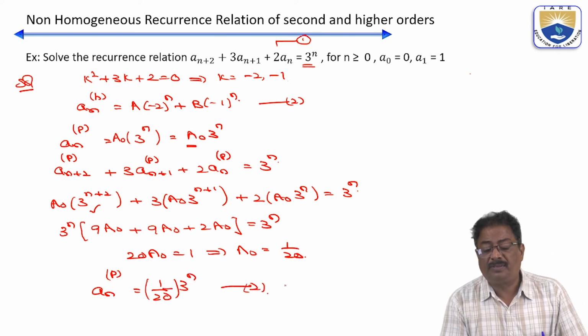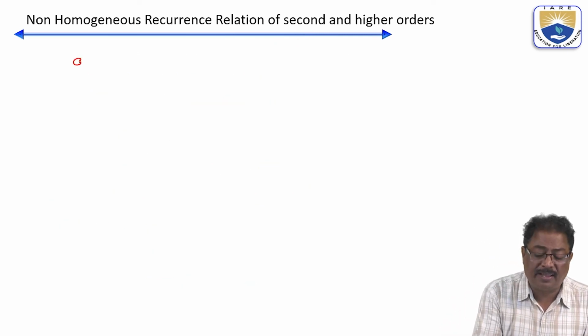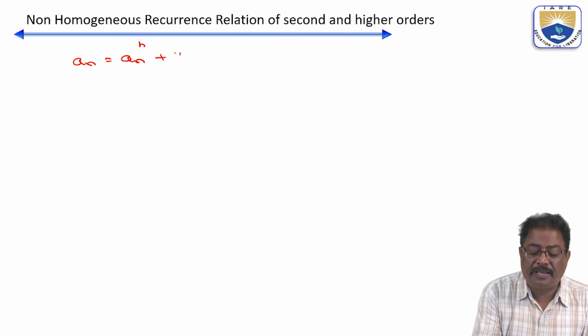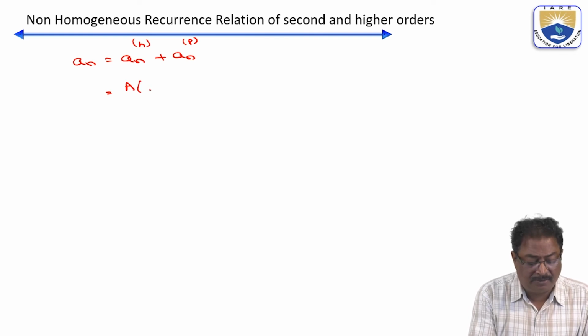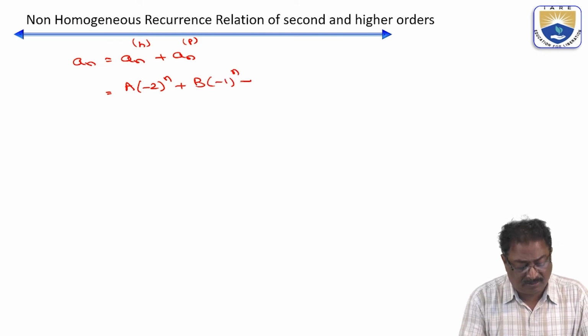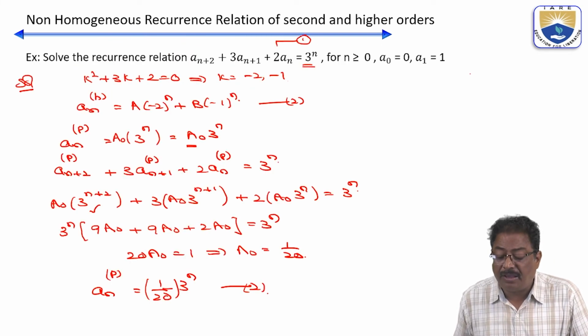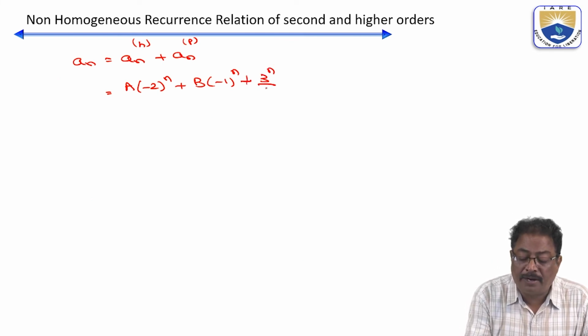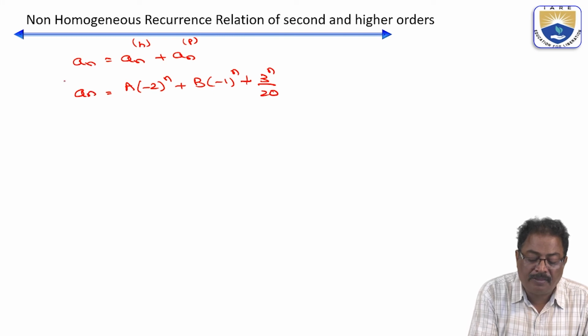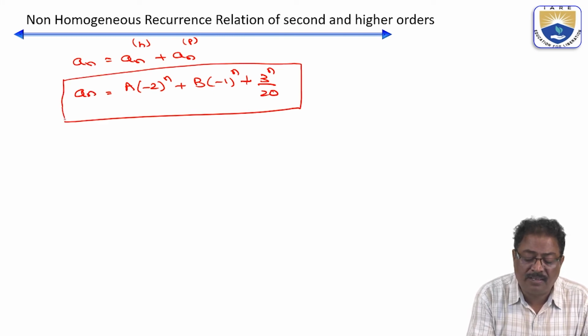Call this as 2. Now the complete solution is a n equals a n power h plus a n power p. So a n power h is a into minus 2 power n plus b into minus 1 power n, and next it is 3 power n by 20. This is a n. This is the general solution.